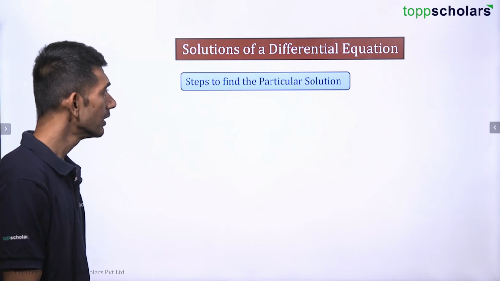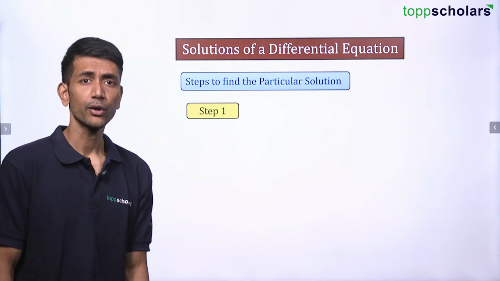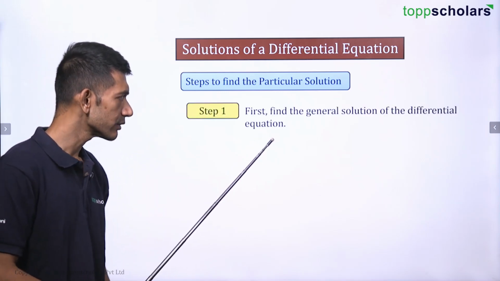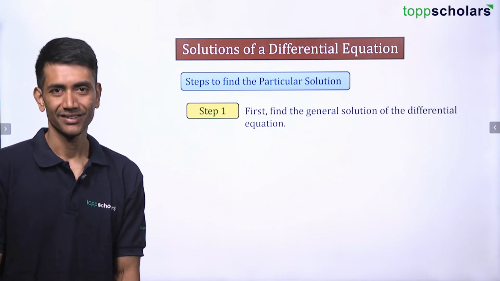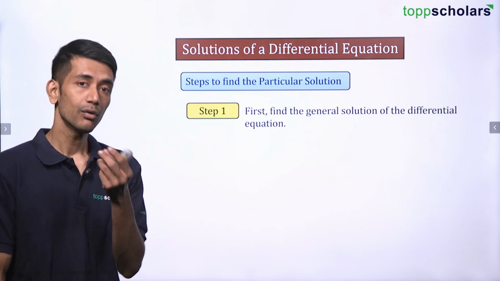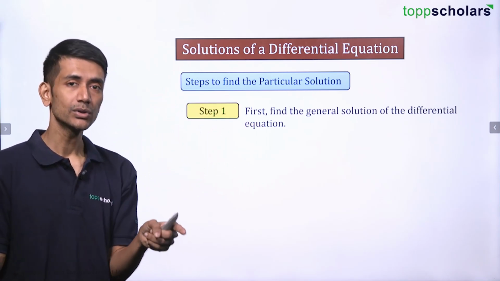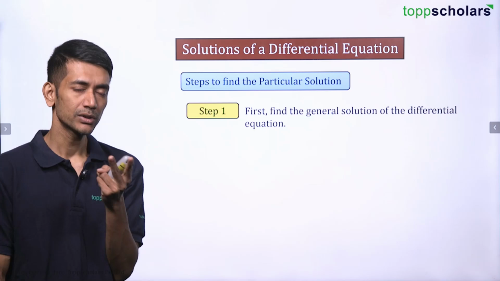Okay, let's continue. Now let us see what are the steps to find the particular solution. To find the particular solution, firstly we find the general solution of the differential equation. For the general solution, apply the 2 steps that we have already studied. What are the 2 steps?